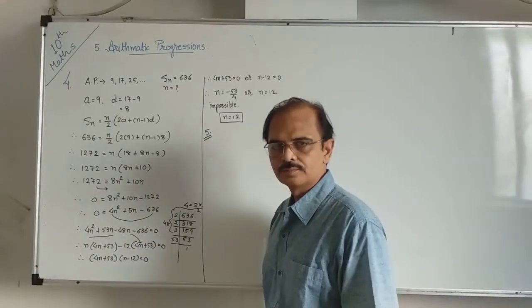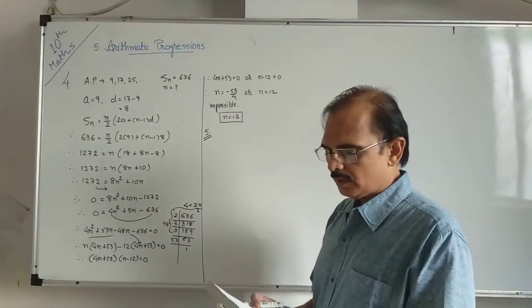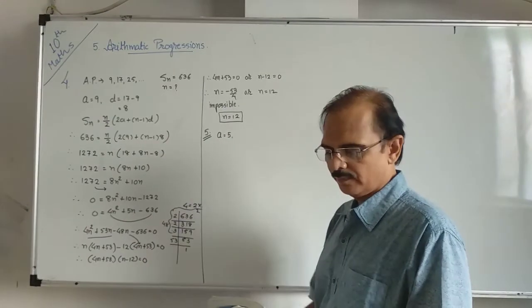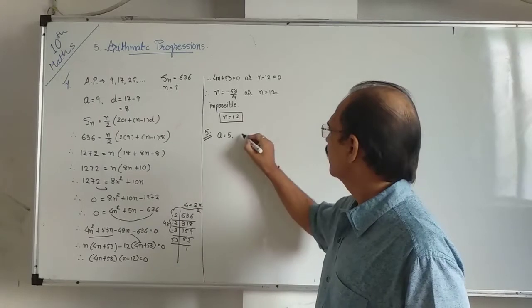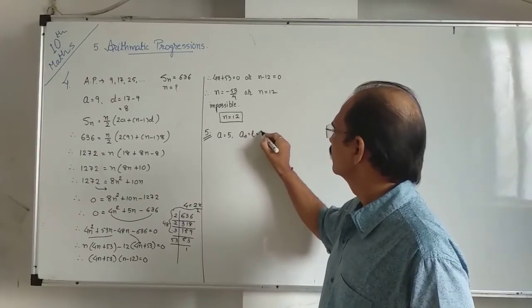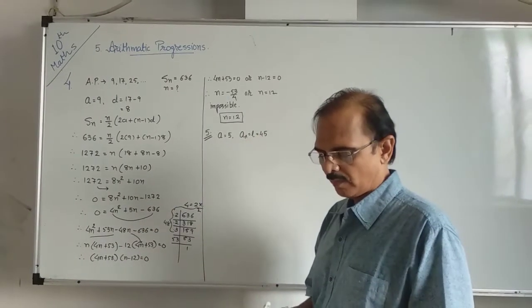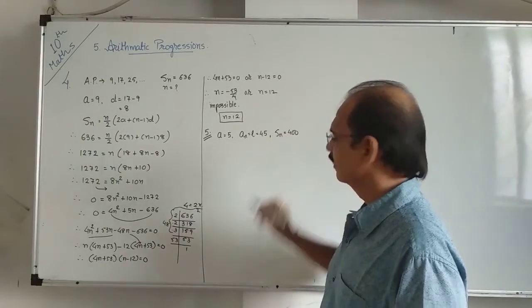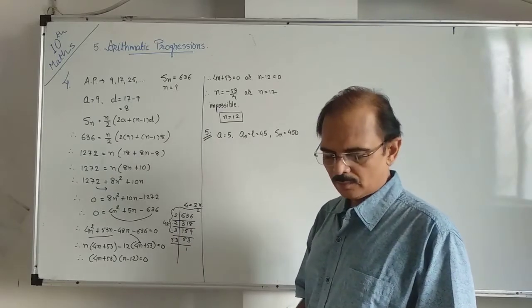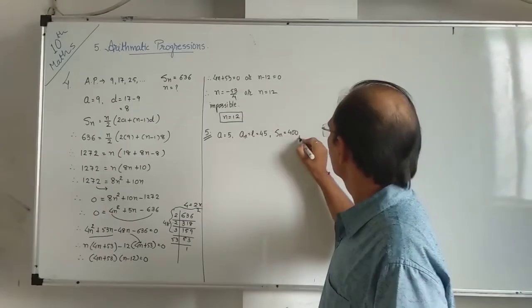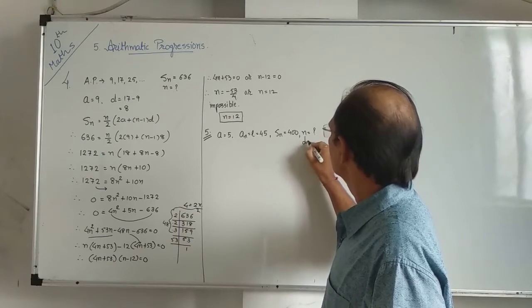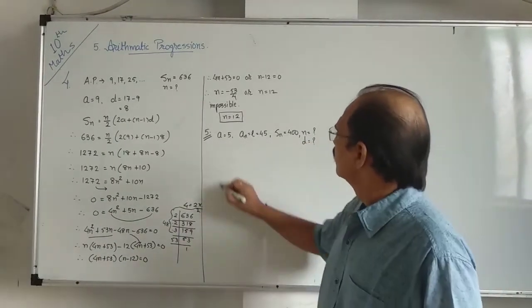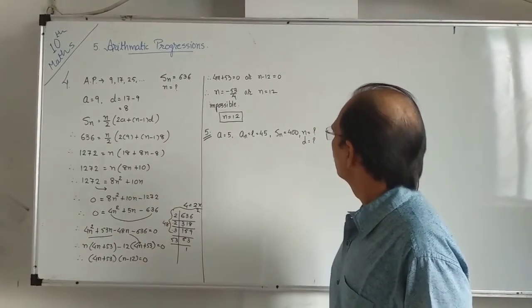Now 5 number. First term of an AP is 5, means first term a equals 5. Last term is 45, an, which is called last term, 45. And the sum, means total, Sn equals 400. Find the number of terms and the common difference, means you have to find n and d. Okay? Now see, last term we want to find. So we use what?